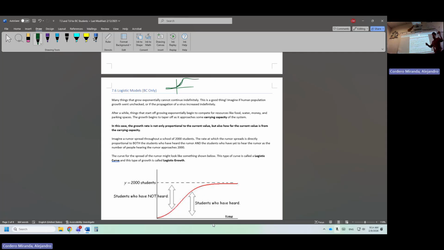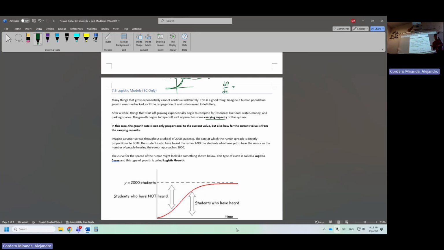Okay, that place where you can't have any more people than this asymptote is what's called the carrying capacity, is what it says here. In this case, the growth rate is not only proportional. Oh, okay. So what this part is saying is that the way that you set up this differential equation, so watch this.